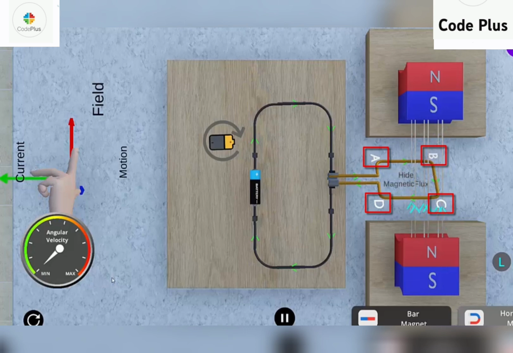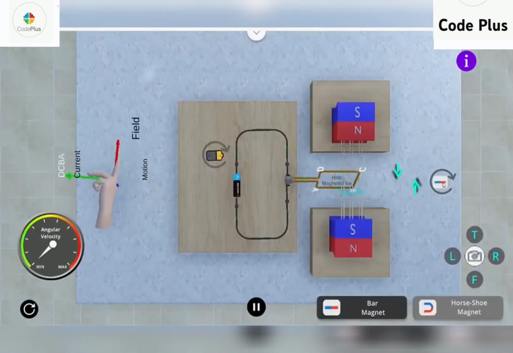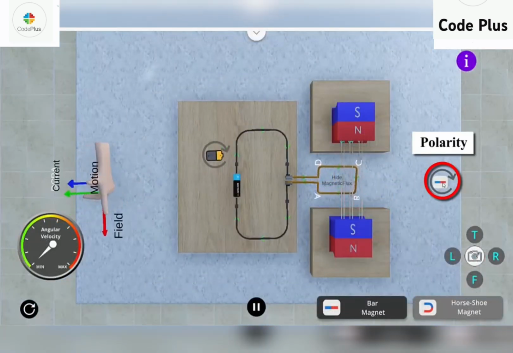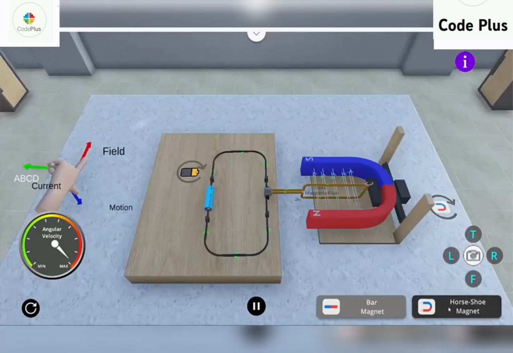Now if we change the polarity of the battery, let's see what would be the movement of the coil. Well, we can see here the coil will rotate in the clockwise direction. Okay, now what if we change the polarity of the magnets? Let's see. Well, we can see here the rotation of the coil will change. Now, the magnet can either be in the shape of a bar or a horseshoe.